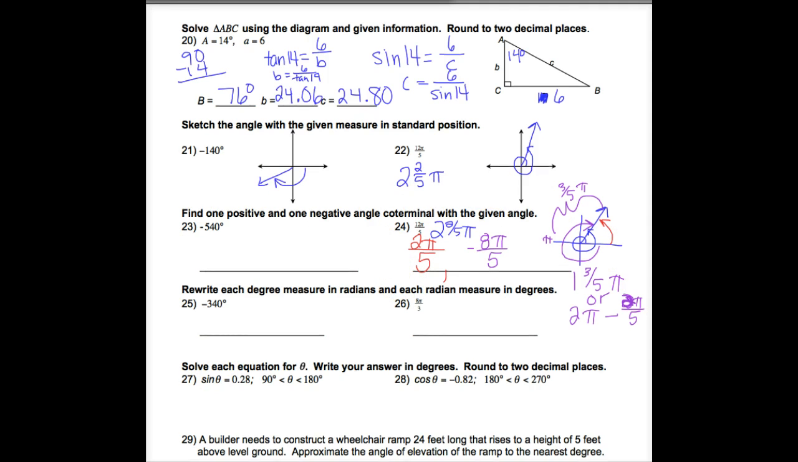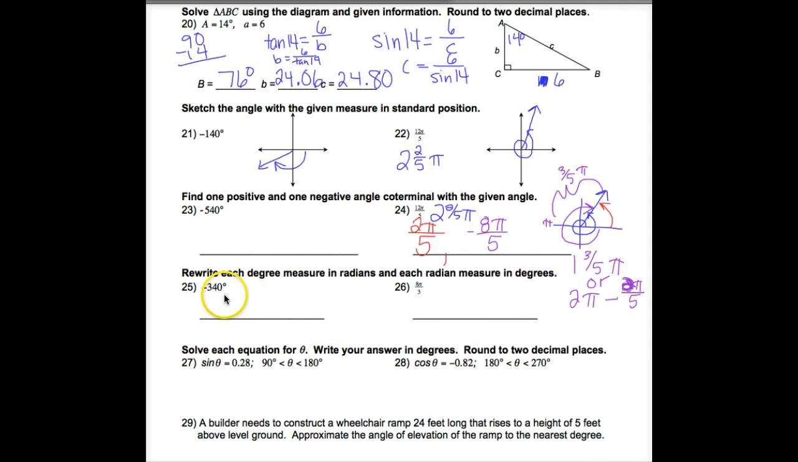25 and 26 are just your conversions. If we want to convert from degrees to radians, we multiply by pi over 180.